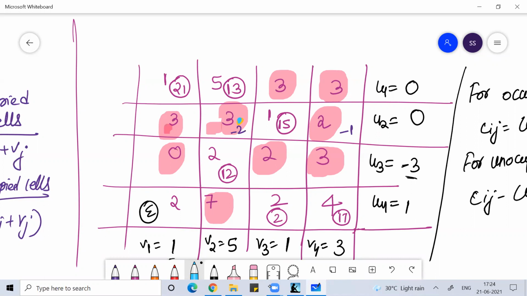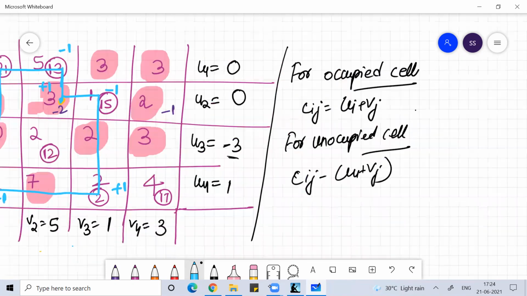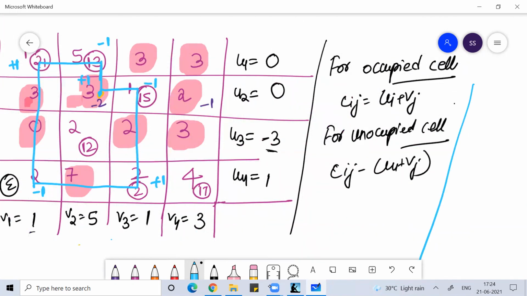If I move here, I can move here, then here, then here, then here. I can move here, then here, then here, then here, then here, and then here. This I can do, guys. So this is plus 1, then minus 1, then plus 1, then minus 1, then plus 1, then minus 1. You understood, right? So what you can do here, you can write this as theta.